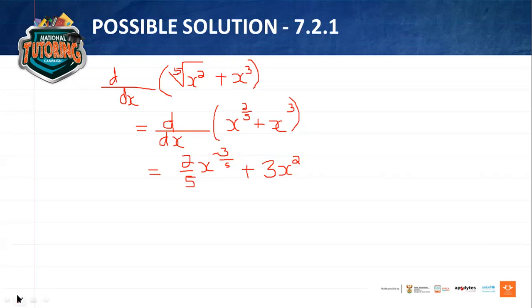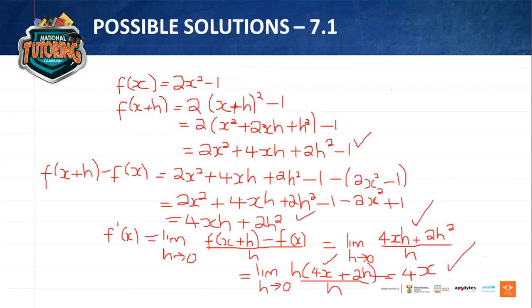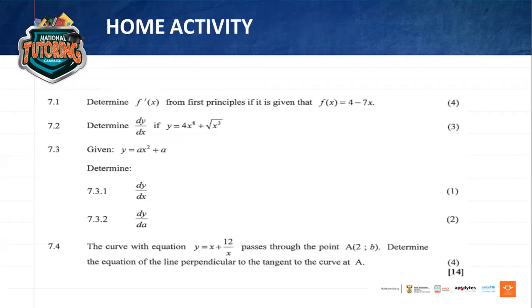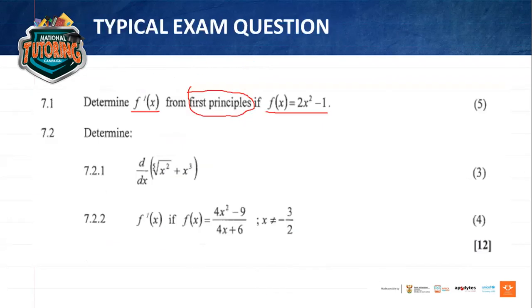All right, so let's go and look at our last question. There is our last question. They want a derivative of f of x, where x cannot be equal to -3/2, because if it becomes that, it becomes mathematically undefined.